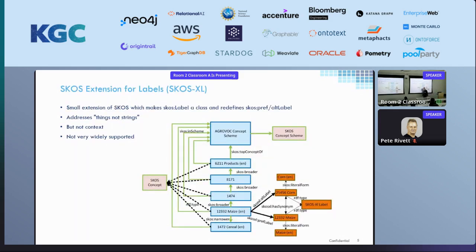There's actually a very simple extension for SKOS called SKOS XL, SKOS extension for labels. This makes SKOS label a class rather than a string. So it's one step further than the pure string approach. And there's some clever redefinition which I won't go into. We effectively redefine the SKOS pref and alt label properties to make use of this. So this is just a little example I took from the AgroVoc ontology. I won't go into the detail of it, but what you can see at the right there is you've got the maize with a pref label and an alt label. And those are not just strings, they're objects in their own right, and they're of type SKOS XL label.